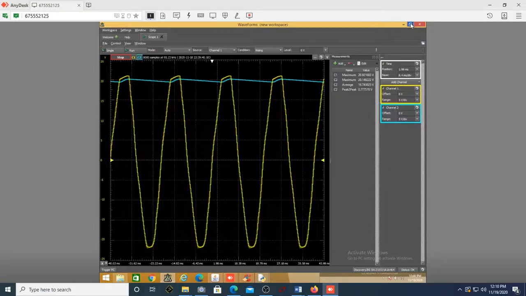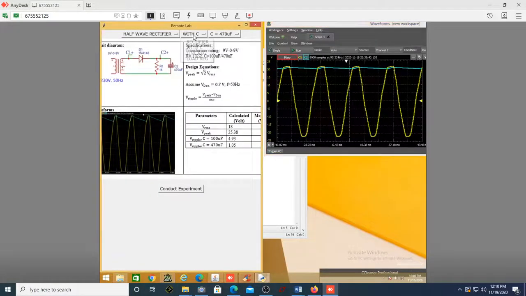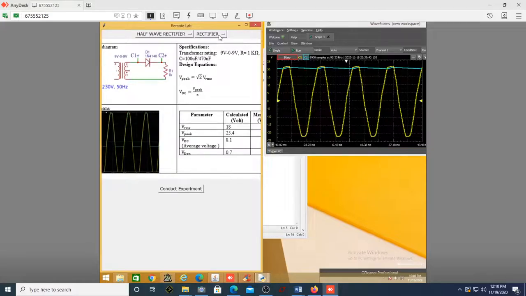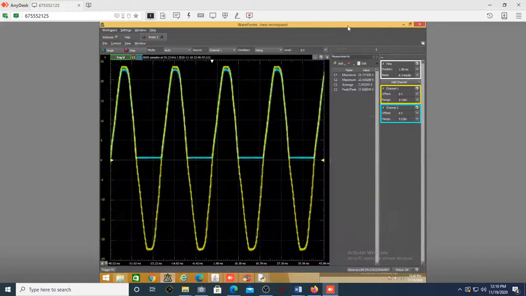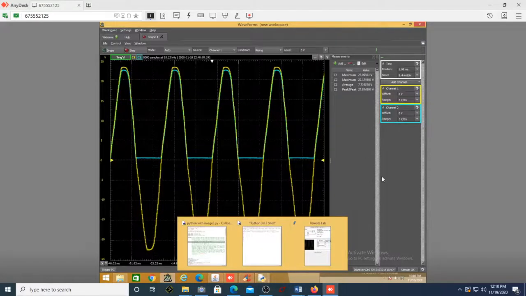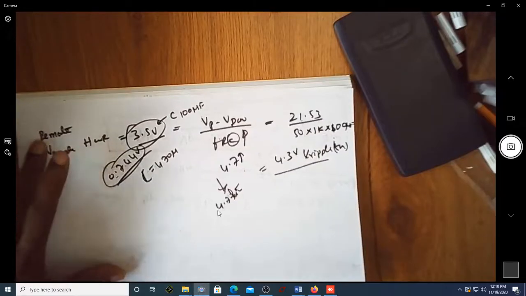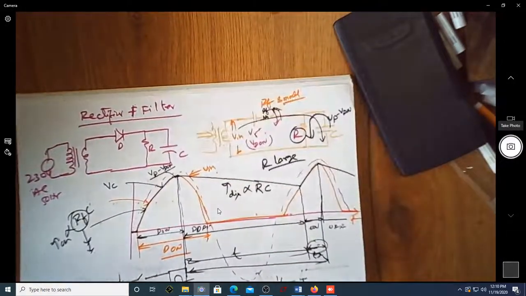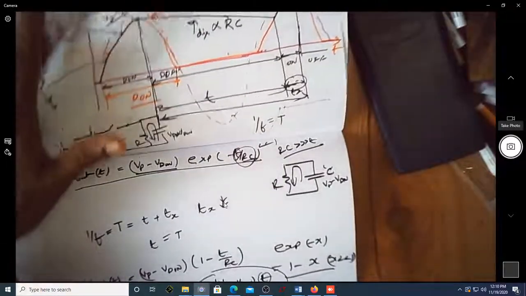And we can also see this for the rectifier circuit. I'll go back to the rectifier circuit and then conduct the experiment. Let me run this again. We were talking about this transfer characteristics. Let me show you that also. Where is that transfer characteristics?